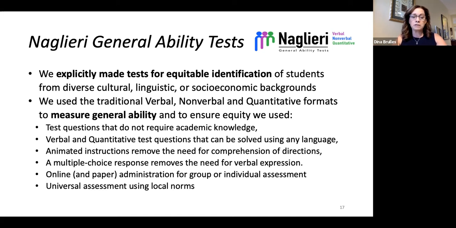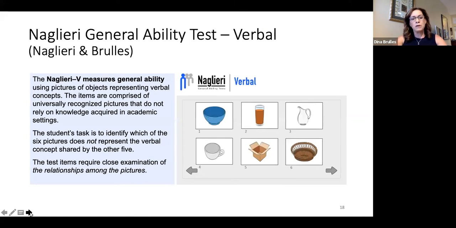So even the directions, you'll see we've removed the need for direct communication through language. We can use some of that, but basically what we've used is animated instructions to show the students how to answer the question and what the goal is on each of these items that they're going to be seeing. So it is currently online, but eventually we will have some paper items as well. But here we're going to just introduce to you really quickly the verbal, quantitative, and the nonverbal examples of how the test is designed.